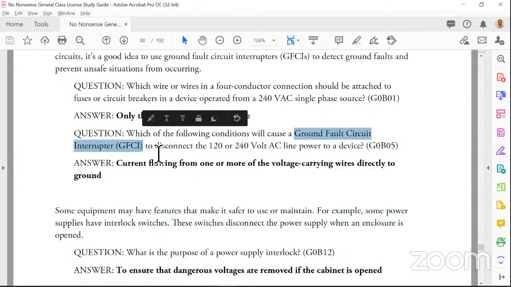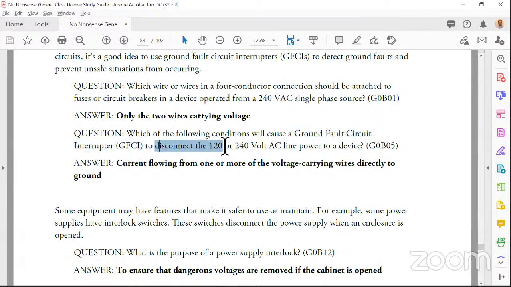So we looked at what a GFCI was last session. We looked into the details of it. We also dealt with GFCIs during the technician level as well. But what will cause that to trip? That's what they're asking us, or disconnect the 120 or 240 volt AC line power. What will cause a GFCI to trip? And we had said that a GFCI is very important for safety, especially around wet areas in a house or a building. And the condition is current flowing from one or more of the voltage carrying wires directly to ground.